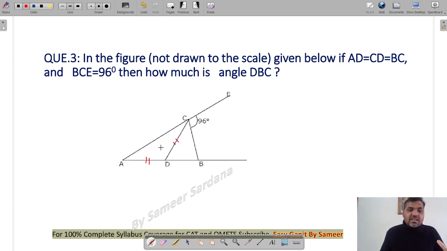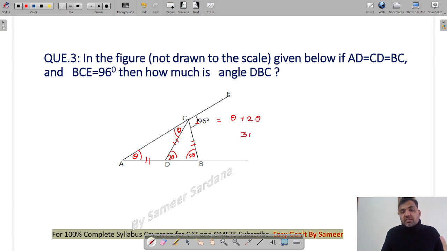The lengths of AD and CD are the same. Can I say that the value of these two angles will be the same, theta? This is an exterior angle, so this will become 2 theta, and AC is the same as BC, so can I say this will become 2 theta, right? Now you see that 96 is the exterior angle of triangle ABC. 96 degrees is an exterior angle of triangle ABC, so this will be equal to theta plus 2 theta.